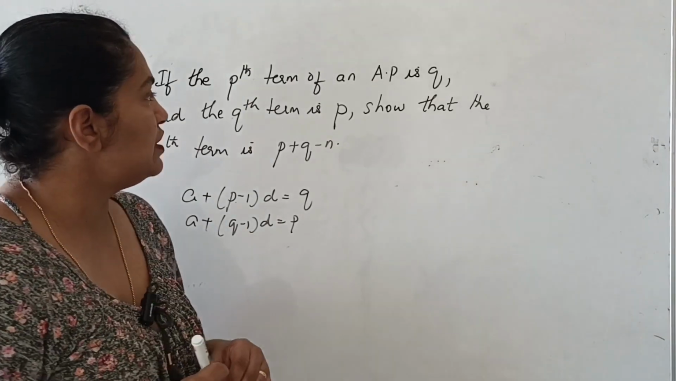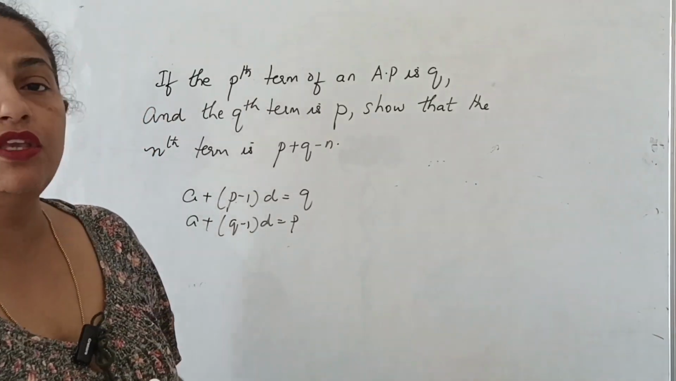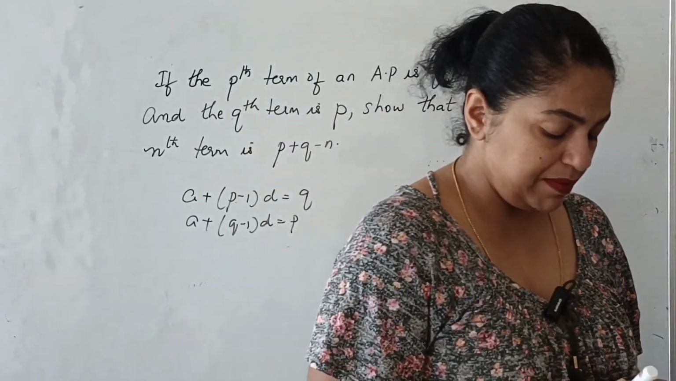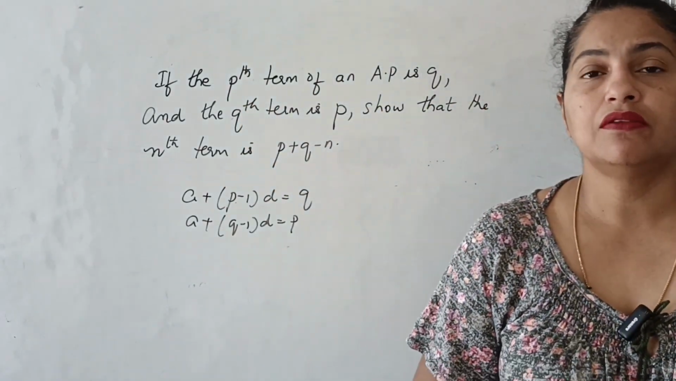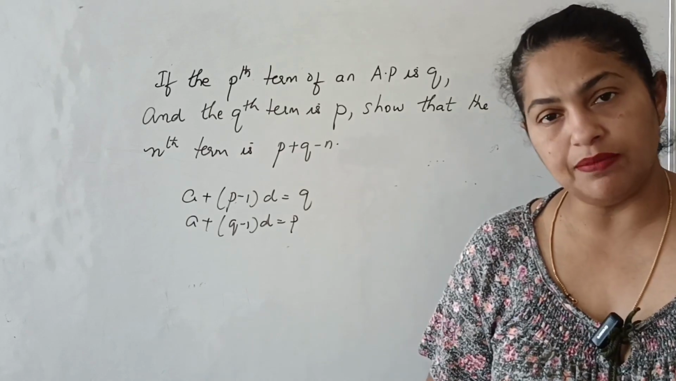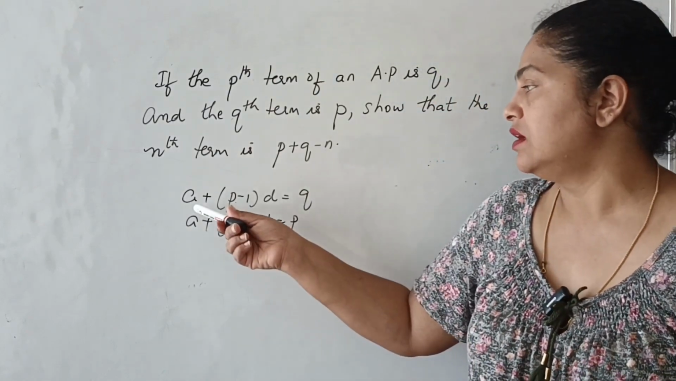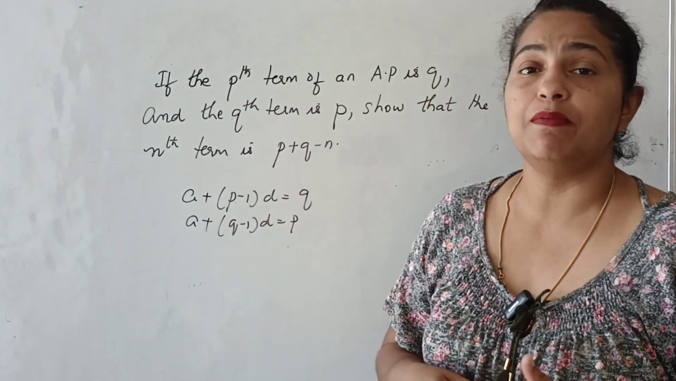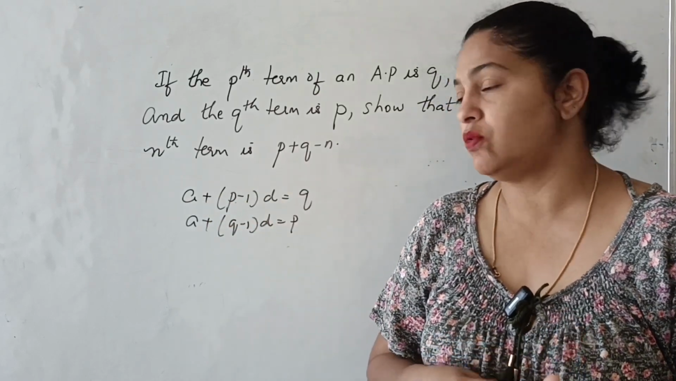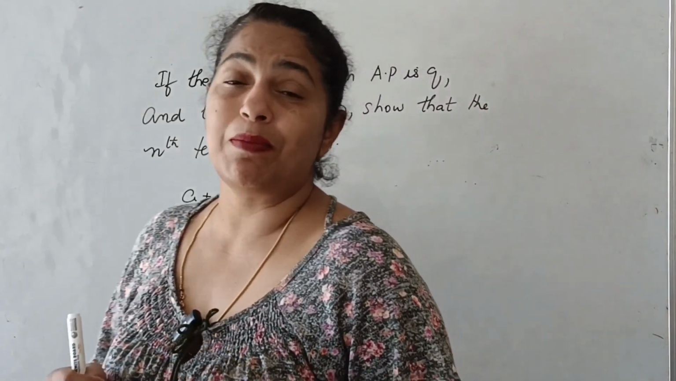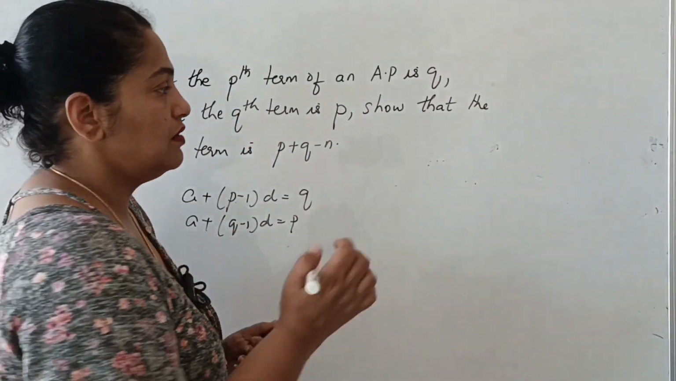So, if the pth term of an arithmetic progression is q and the qth term is p, show that the nth term is p plus q minus n. So, it is similar to the first sum that we did. Now let us write down the information that we have from the question. Pth term, the formula is a plus p minus 1 into d. It is given to be q and the qth term is given to be p. We need to find the nth term, which is a plus n minus 1 into d.